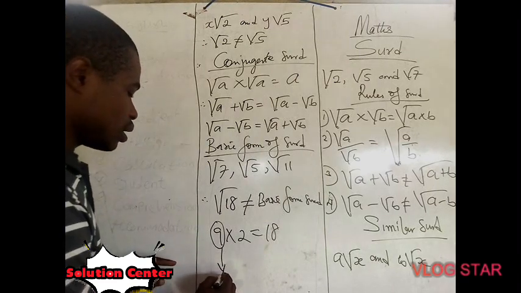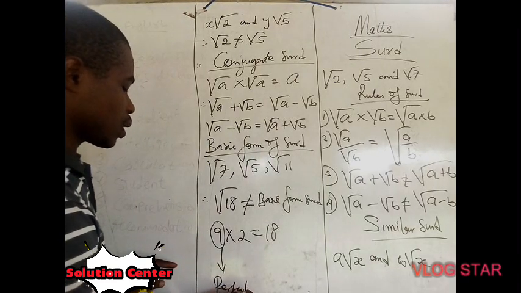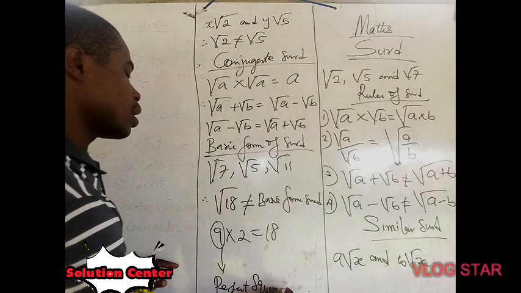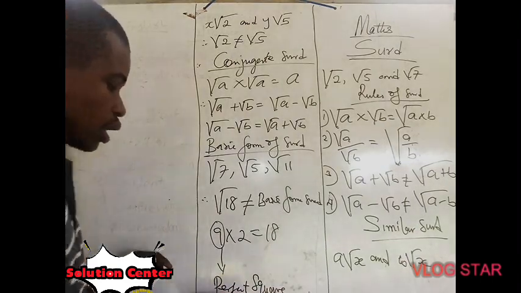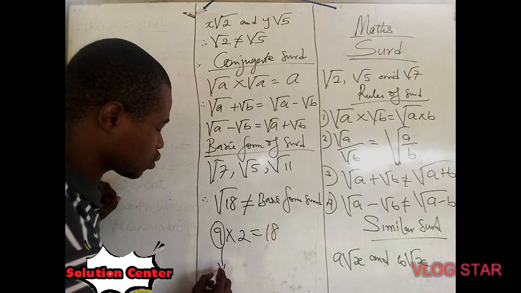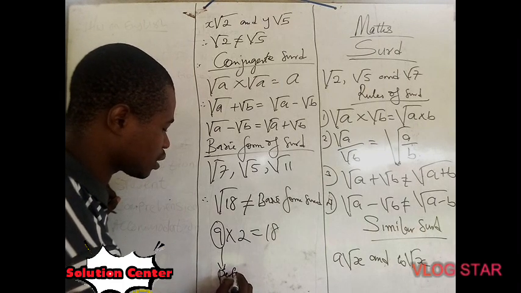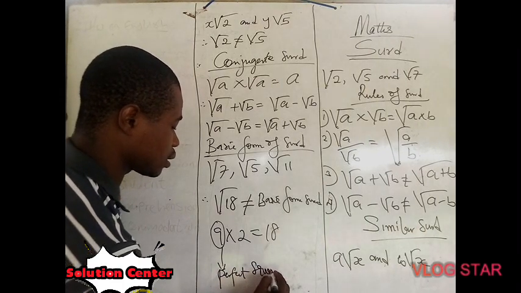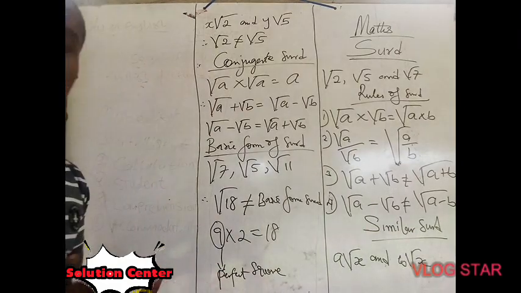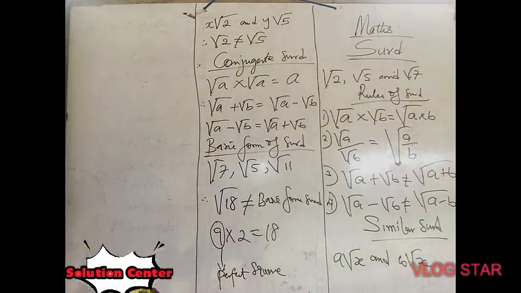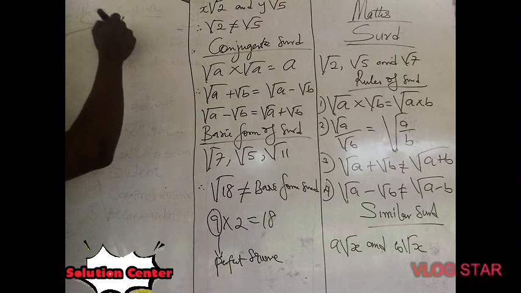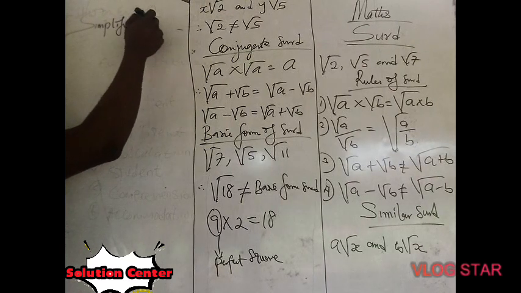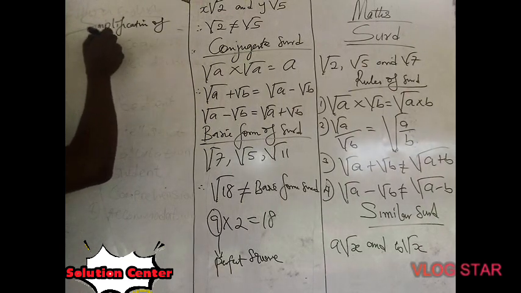Therefore, because 9 is a perfect square, we say that root 18 is not a basic form of what? Surd. Now we simplify surds. Simplification of surds. How do we simplify this?